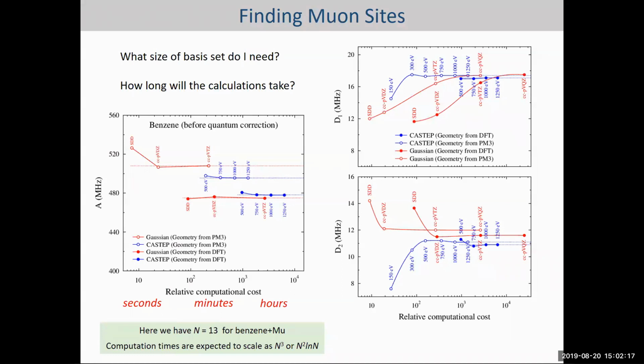But it's important to bear in mind the relative computational cost. Going from the left of the diagram to the right side of the diagram is going from seconds through minutes to hours. This is for a relatively small system, so if you have a large system, it can be prohibitively expensive to go to the right of this diagram. So you want to set your calculation at a reasonable place on the computational cost scale.